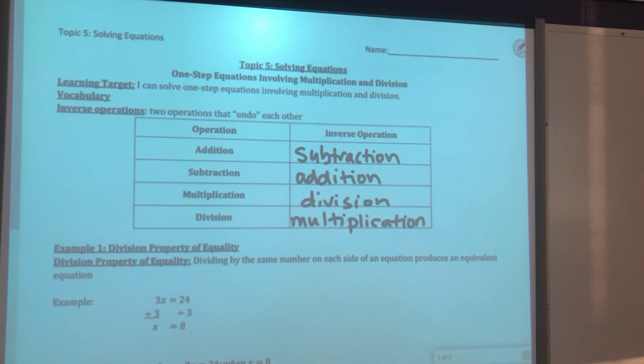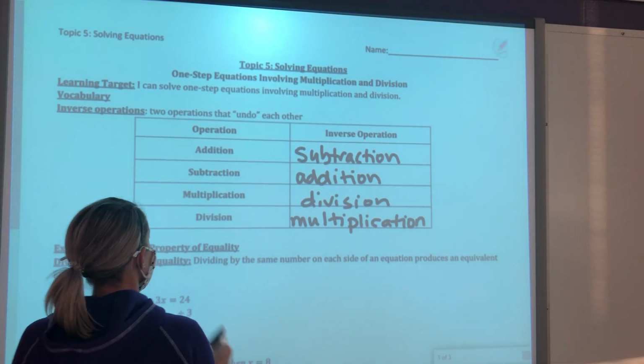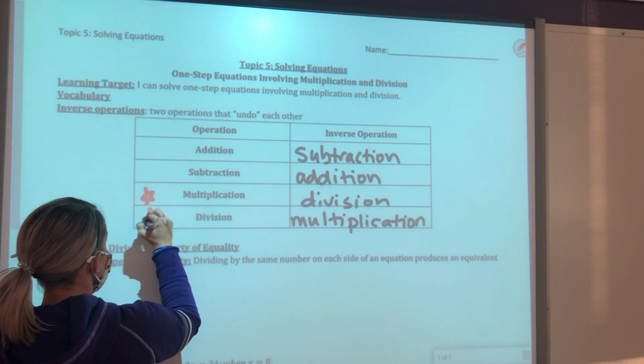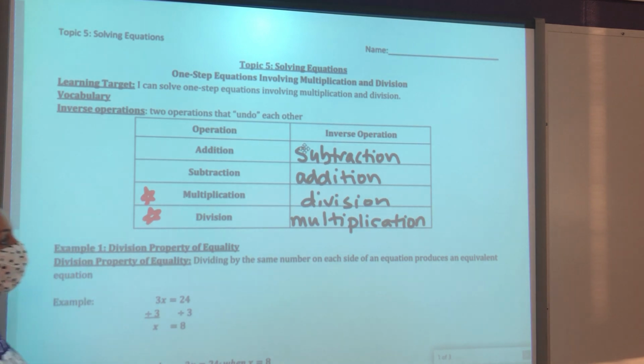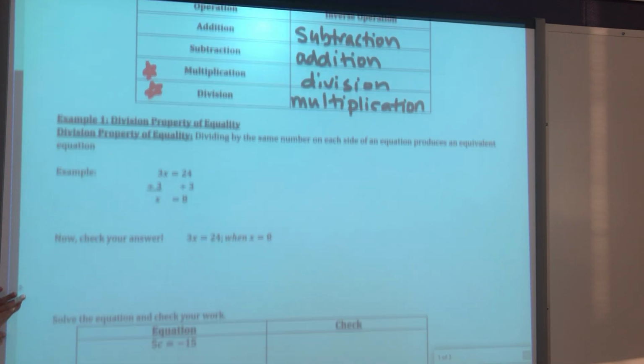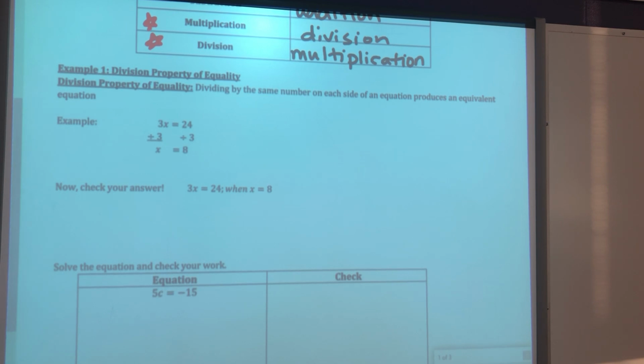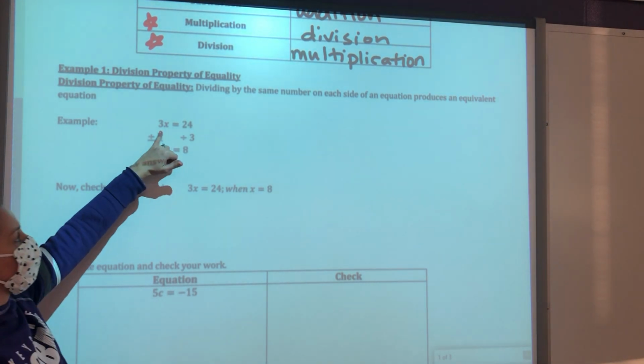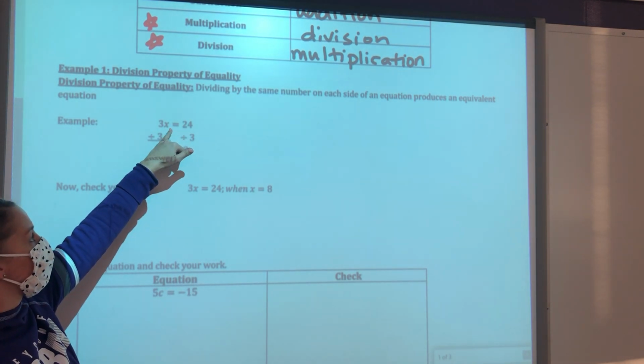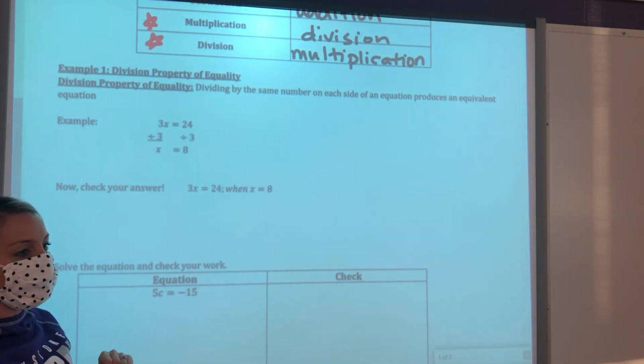So those are inverse operations. Today, we are focusing on multiplication and division. So we're going to start today with the division property of equality. The division property of equality says dividing by the same number on each side of an equation produces an equivalent equation. So you can see we have 3 times x, or 3x equals 24.